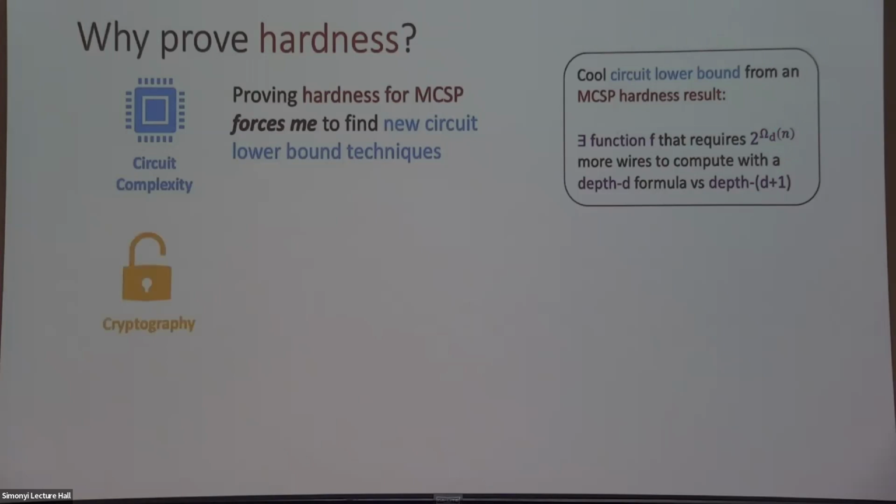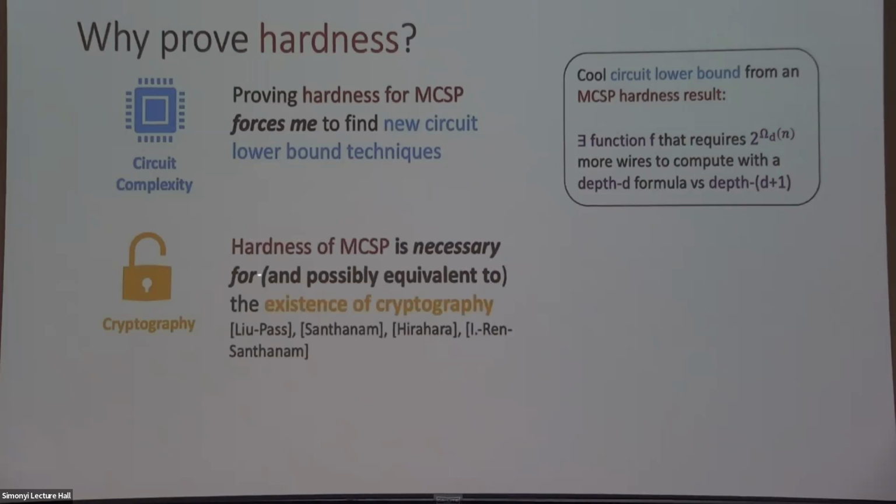And the second reason why it's interesting to prove hardness is cryptography. I've kind of already hinted at this previously. We know that hardness of MCSP is necessary for the existence of cryptography. If the problem was in P, then one-way functions can't exist. And what that means is if you're interested in the foundations of cryptography and you'd like to put one-way functions on a more solid complexity theoretic ground, you're going to need some assumption that also proves the hardness of MCSP.